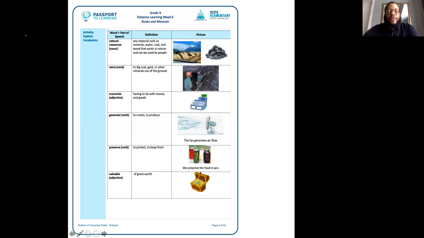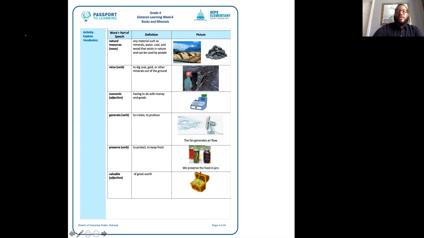Our first vocabulary word for this week is natural resources. Can everybody say that? Good job. Natural resources. Natural resources is a noun, which means it's a thing. Natural resources are any materials such as minerals, water, coal, and wood that exist in nature and can be used by people. So think about anything that you can get from nature and use it. For example, here in the third column, they have a picture of wood, which we know comes from trees, and then they have a picture of rocks there.